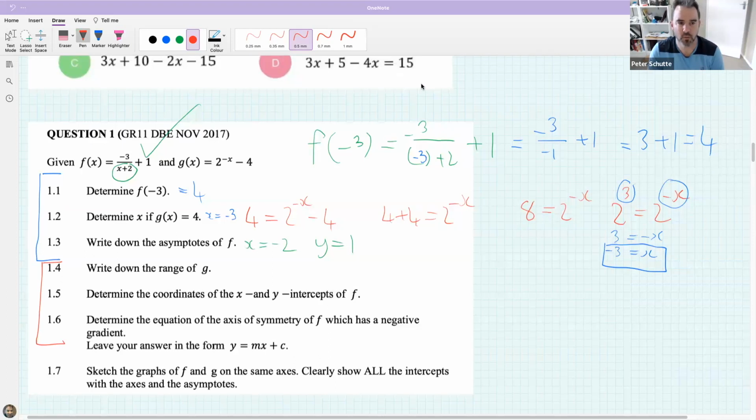So please re-explain 1.2. So for Tekel, if we look at 1.2, we know it refers to g of x. So that's this function over here. And it says if g of x is 4. So I replaced g of x for 4, and then I just left everything else the same. And then I moved the 4 across, so it became +4. 4 plus 4 is 8. Then I said 8 is 2 to the power of 3. And then I said that this must be equal to this. And then all I did was I moved the minus to the other side, and I got my final answer of x is -3.